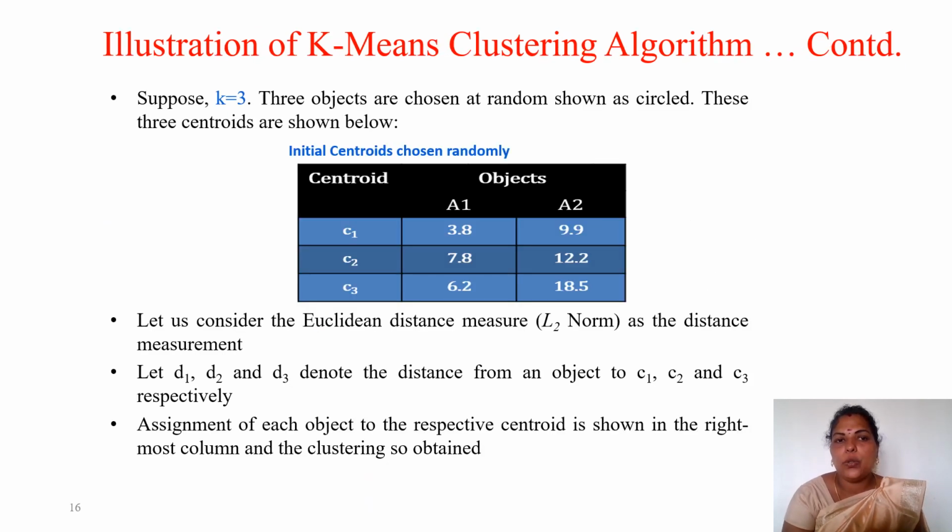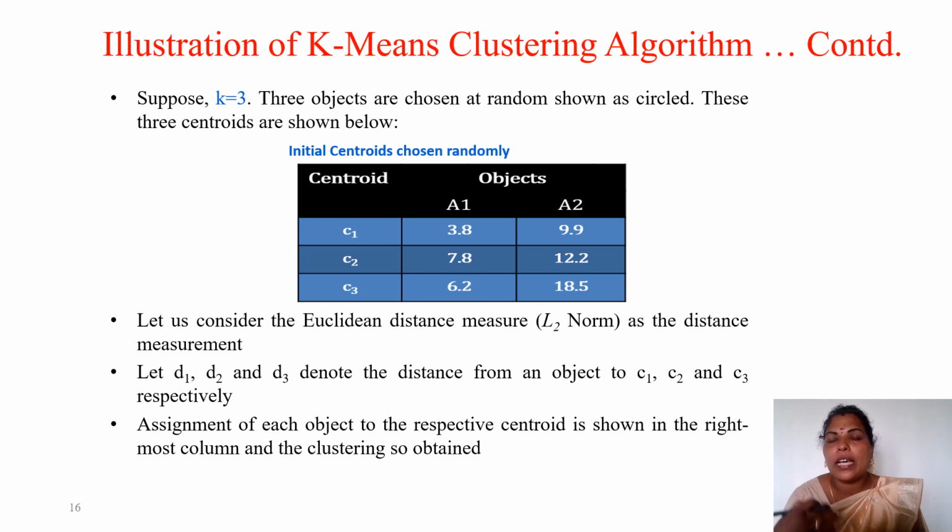Then, suppose k equals 3. 3 objects are chosen at random, shown as circled in the previous diagram. These 3 centroids are shown below. So these are the initial centroids chosen randomly, the 3 centroid points.